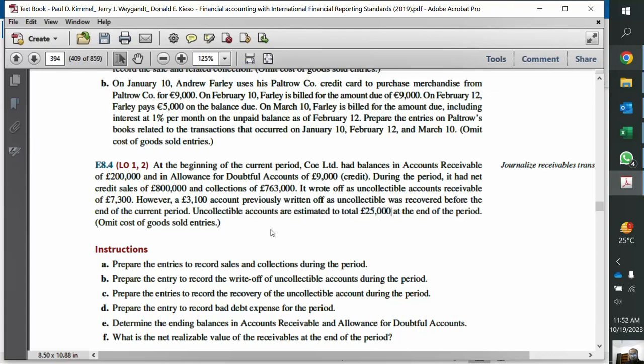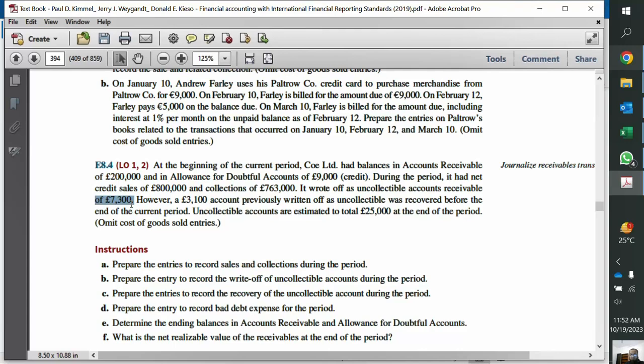So let's work out the balance of accounts receivable. Although it is not required over here, maybe we will need it for the balance sheet, right? The ending accounts receivable. So let's first work out this part. So 200,000 plus debit of 800,000, so this becomes 1 million, minus 763,000. This becomes 237,000. 237,000 minus 7,300 gross accounts receivable.